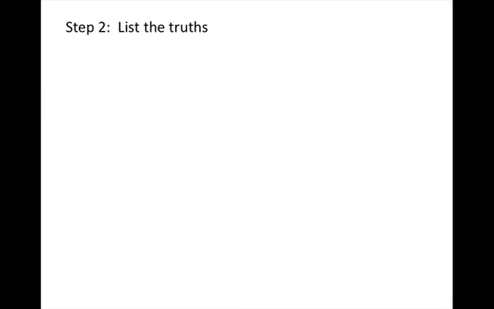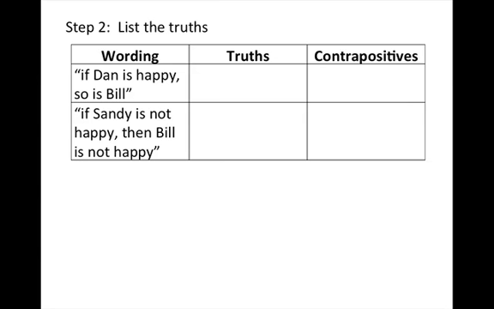Next, I want to set up a table that lists my truths. So basically, the first couple of sentences in that proof I'm told are true. The first thing I'm told is true is if Dan is happy, so is Bill. And the second thing I'm told that's true is if Sandy is not happy, then Bill is not happy. So using the P, Q, and R that we just listed, Dan is happy is our P, Bill is happy is our Q. So I have an if P, then Q. So I have P implies Q.